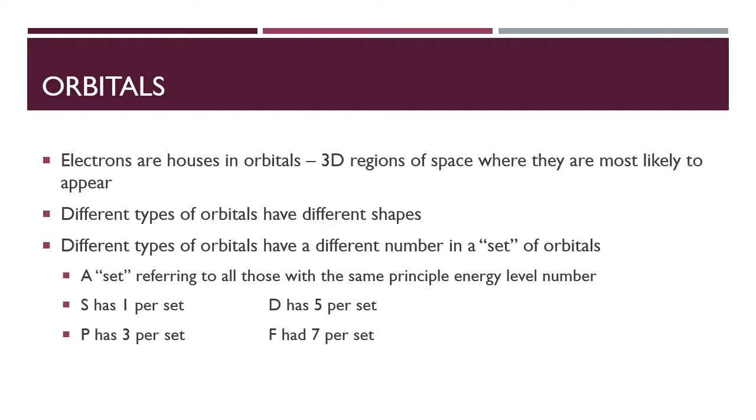You may notice a pattern. It is always odd numbers. So for example, if g orbitals were found to exist, g would be predicted to have 9.